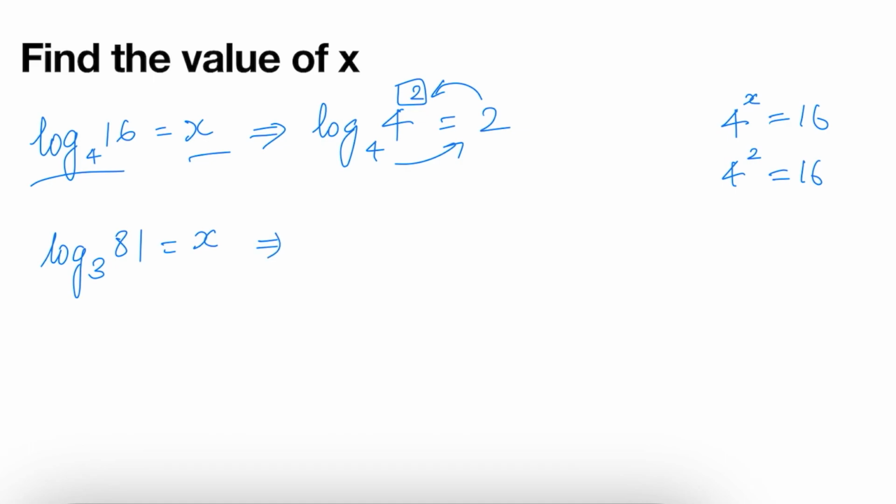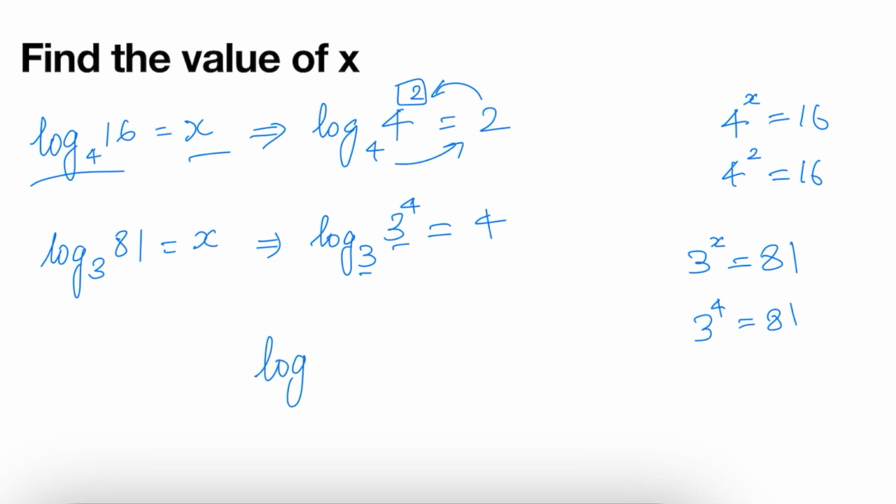Okay, and this one, log 81 to the base 3 is equal to x. This can be written as 3 to the power x is equal to 81. So 81, if you know 3 into 3 is 9, 9 into 3 is 27, 27 into 3 is 81. So it's 3 to the power 4 is equal to 81. Okay, so let's write 81 as 3 to the power 4. Log of 3 to the power 4 to the base 3 is equal to, can you say what is the answer to this? Yes, it's 4.